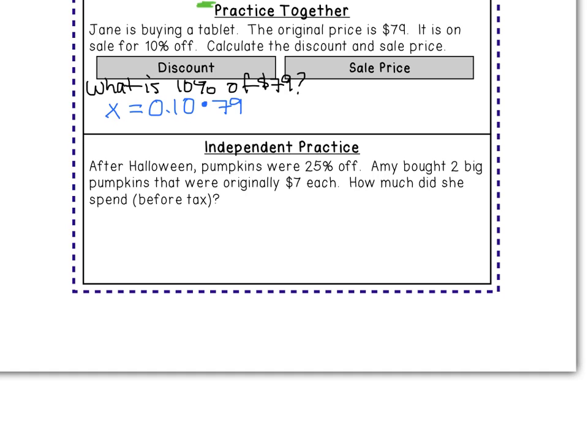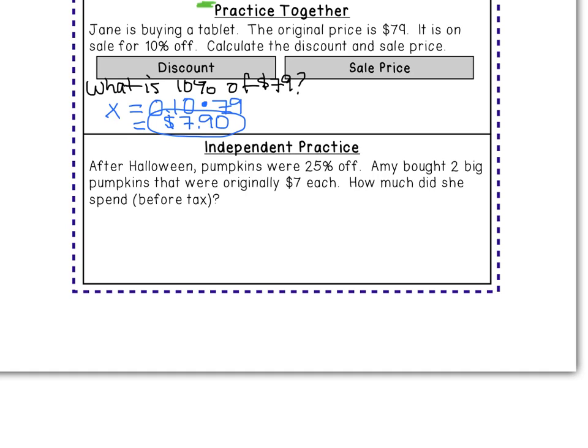So I'm going to type into my calculator 0.1 times 79 and find out that my answer is $7.90. So what that means is I'm going to save $7.90 on my tablet. Doesn't mean that my tablet's going to cost $7.90. It means that my savings is going to be $7.90.